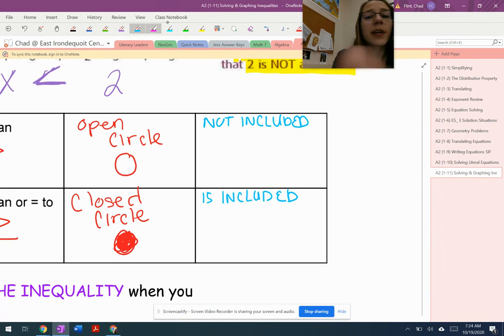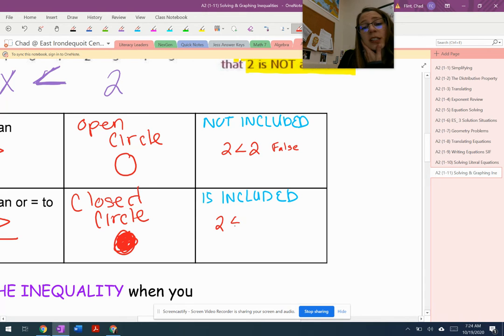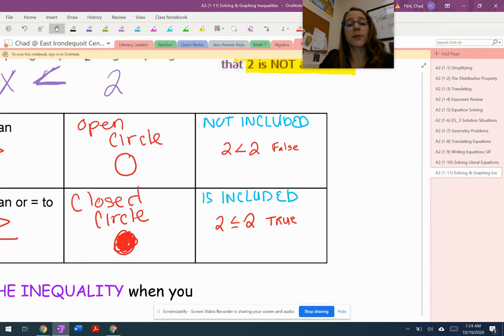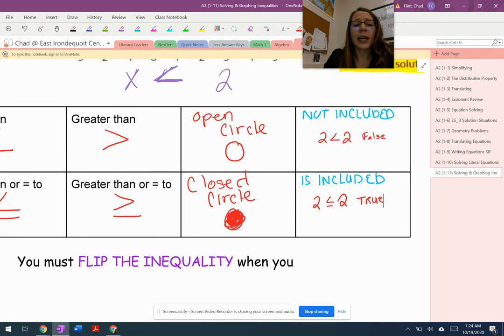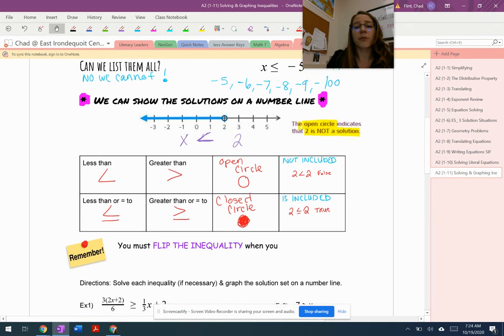So what I mean by that is that example we looked at above. If we have 2 is less than 2, that's a false statement. That's not true. But if that had said 2 is less than or equal to 2, in this case, it would be true. 2 is part of the solution. 2 is included, where 2 is not included if it's an open circle. And again, all this should be a little bit familiar from last year.